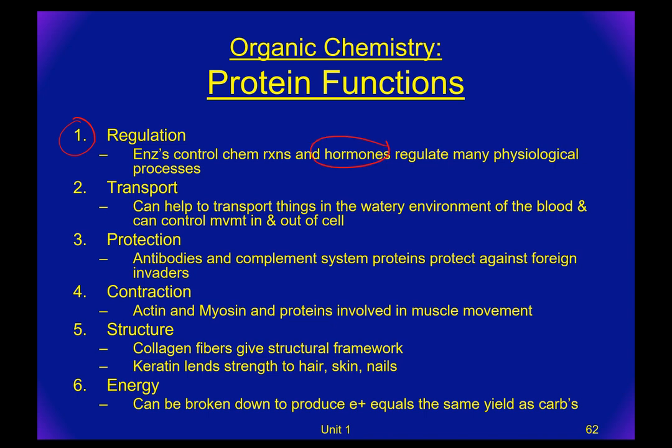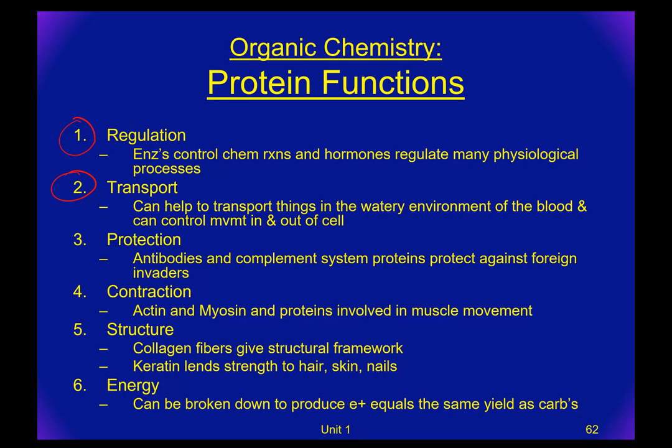Hormones can also be proteins, and they can regulate quite a few of your body's physiological functions. Insulin is an example. Growth hormone is an example, and they are regulatory molecules. Transport. They can help transport things in the watery environment of the blood, and they can control movement of things into and out of the cell.